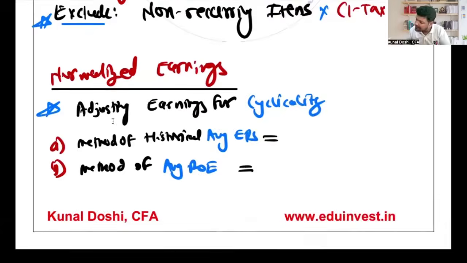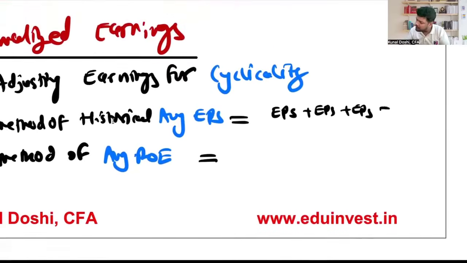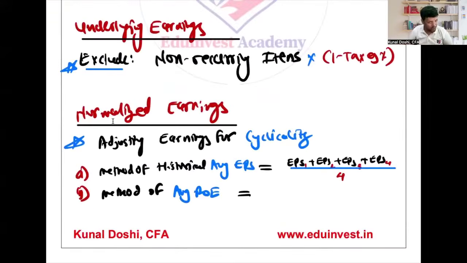So let's say EPS for period 1 plus period 2 plus period 3 plus you can go on and on plus period 4. So if I'm taking the last 4 periods, this can be annual, quarterly, whatever it is. That divided by 4 will be my average earnings. This is one easier way.